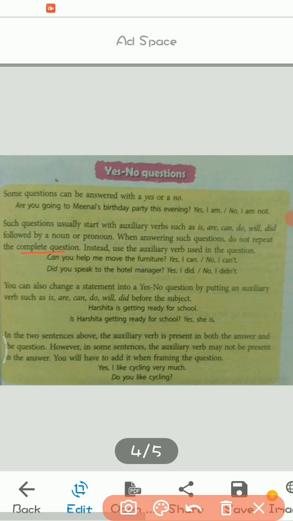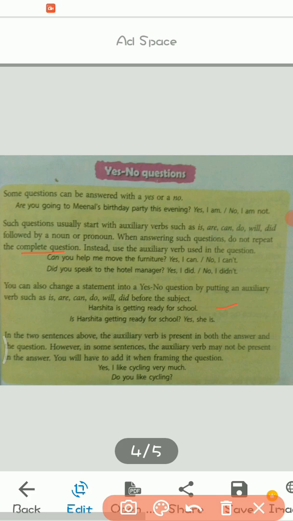You can also change a statement into a yes or no question by putting an auxiliary verb such as is, are, can, do, will, did before the subject. For example, Harshita is getting ready for school. Is Harshita getting ready for school? Yes, she is. No, she is not.